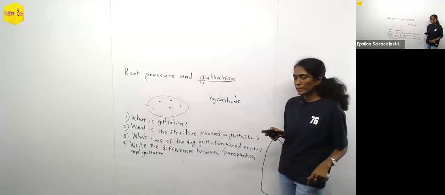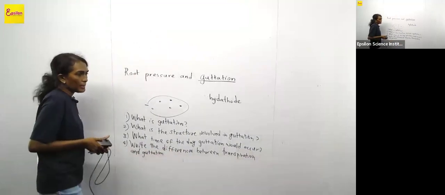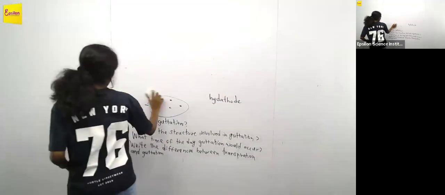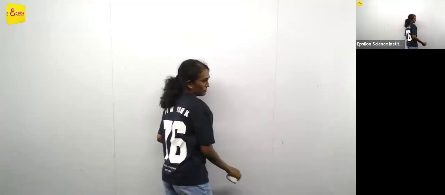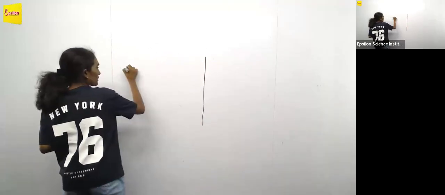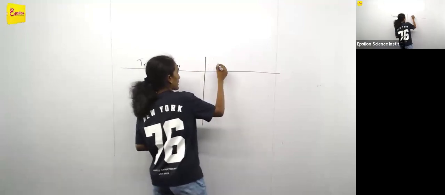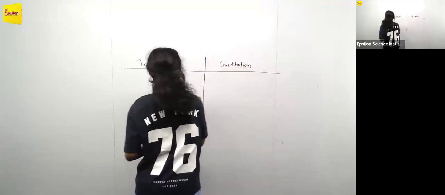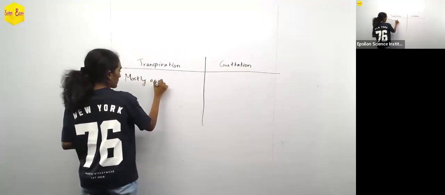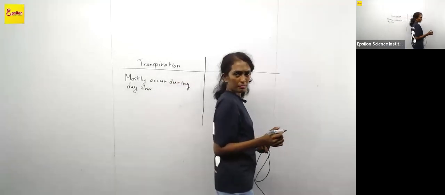Then what is the structure involved in guttation? Hydathodes. What time of the day would guttation occur? Night time. Right. Then we'll write the differences between these two. The good ones we'll write first and less important ones we'll write later. What is the first difference to write? Can we say it's only daytime? Mostly, yes. Transpiration mostly occurs during daytime. Then guttation occurs at night time.